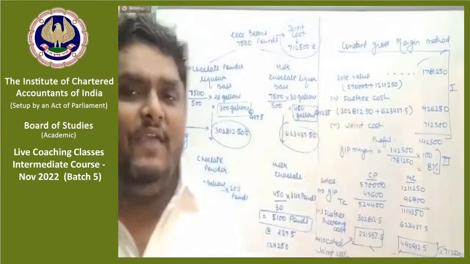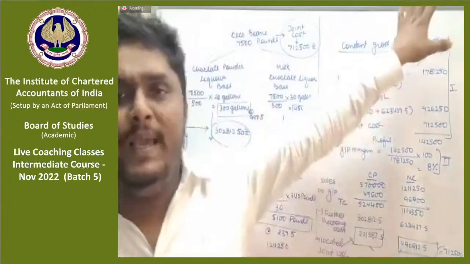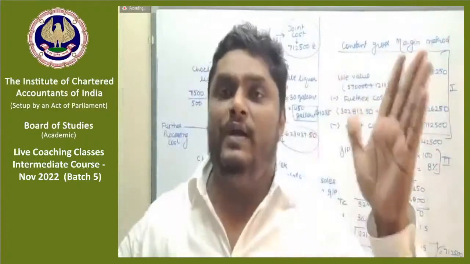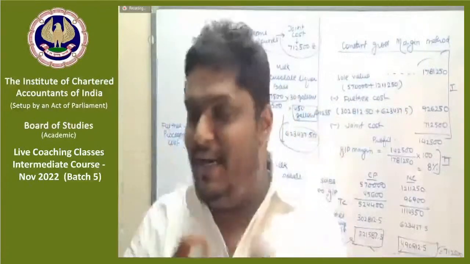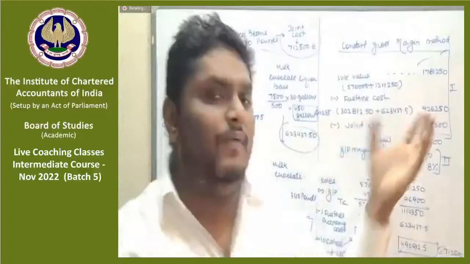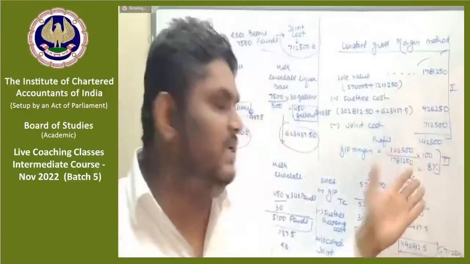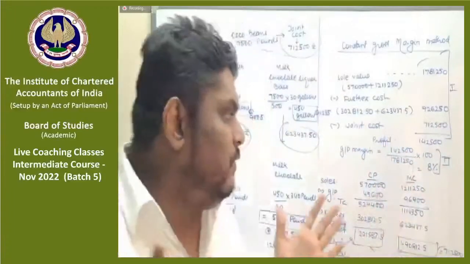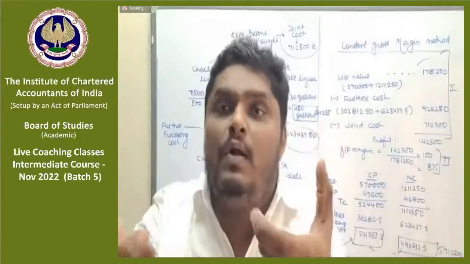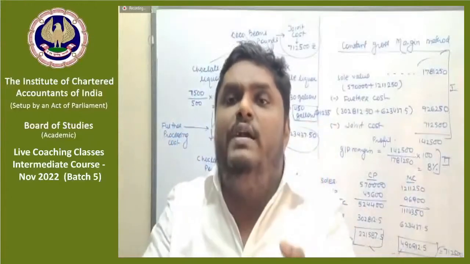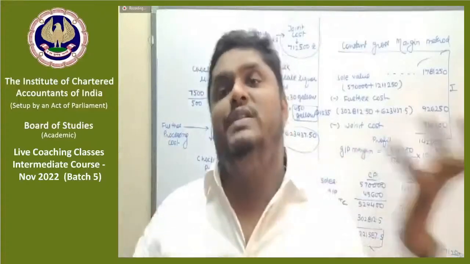So this is the way. If the constant gross margin method is given, then you have to solve it like this. First step, I repeat again, calculate the net profit. That is total sales value minus further processing cost minus the joint cost. In this, we will get the profit. We will calculate the profit percentage, that is 8%. Once the profit percentage is calculated, very simple: sales minus profit, we will get the total cost. From the total cost, if we deduct the further processing cost, we will get the joint cost as allocated.